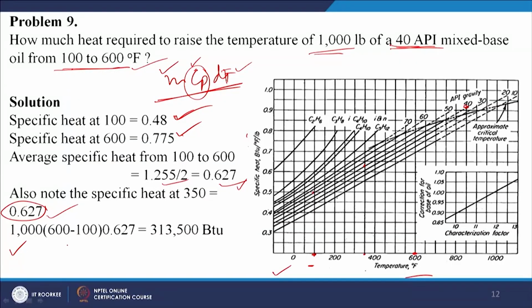So, then we will apply this formula mCp dt. So, m dt and Cp, so we are getting this 313,500 BTU. So, now the problem is solved. So, in this session we have solved 9 numerical problems on this topic. So, thank you very much for your patience.